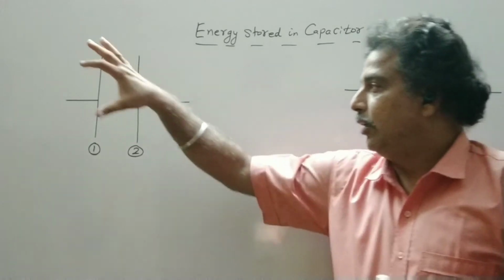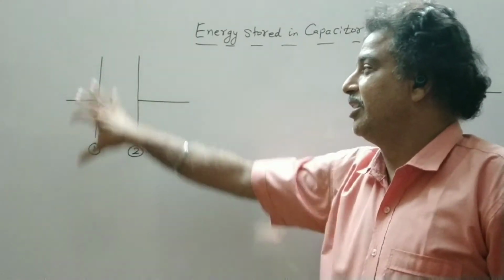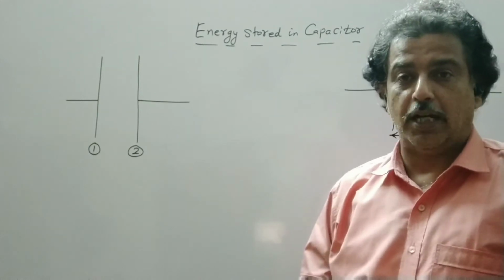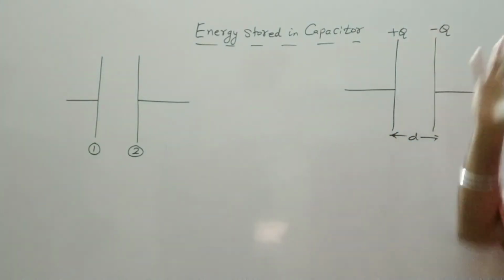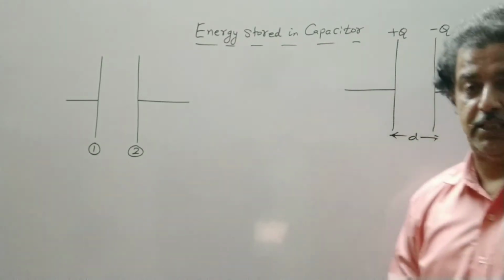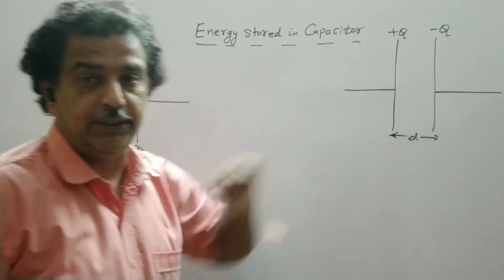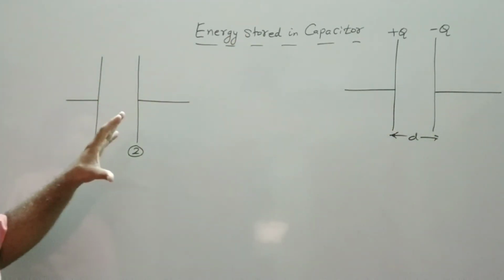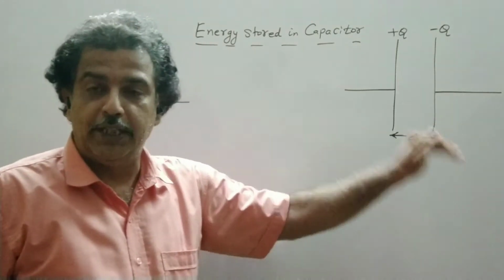Initially, what is it? It is an uncharged capacitor, so initial charge is 0. The final charge which we have to obtain is plus Q charge on the plate of a capacitor. So this is the initial condition, this is the final condition. So initial energy is 0, final energy we have to derive.